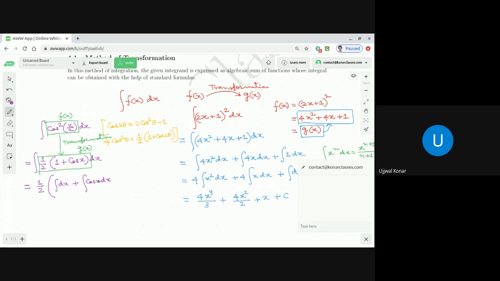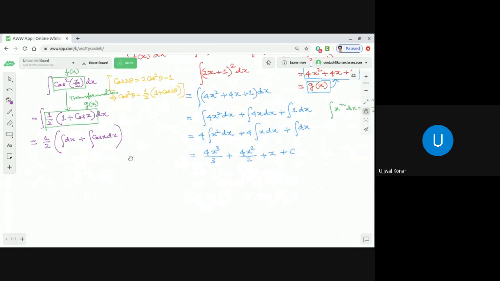Gurman, Sagnik, everything is fine? Yes, sir. Okay. Srijita, Disha, absolutely fine? Yes, sir. Okay, great. So this is equal to what? Half into integration of dx, which is x, and integration of cos x, which is sin x. And then we'll add another integrating constant c.